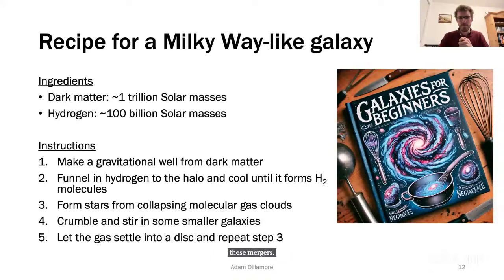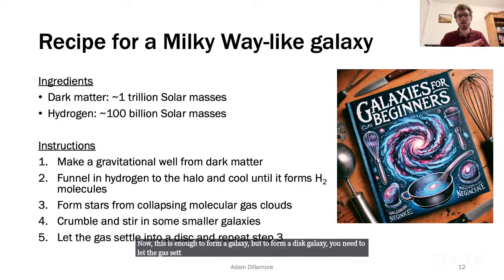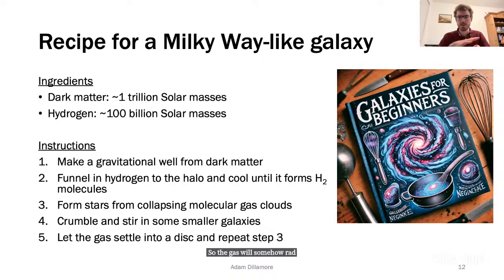Now, this is enough to form a galaxy, but to form a disk galaxy, you need to let the gas settle in some sort of plane. So the gas will somehow radiate energy and then settle into a disk formation, a flattened, rotating situation. And then to form a disk of stars, this gas needs to repeat step 3: form giant molecular clouds, and collapse to form stars.